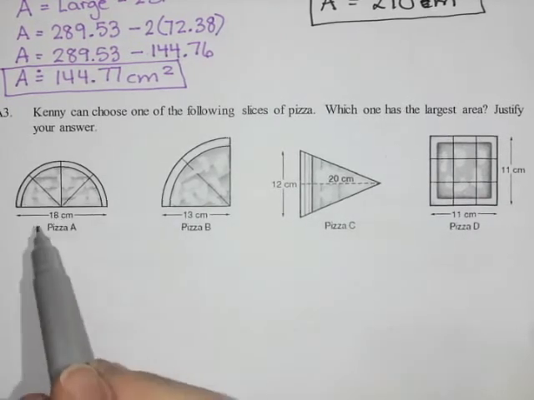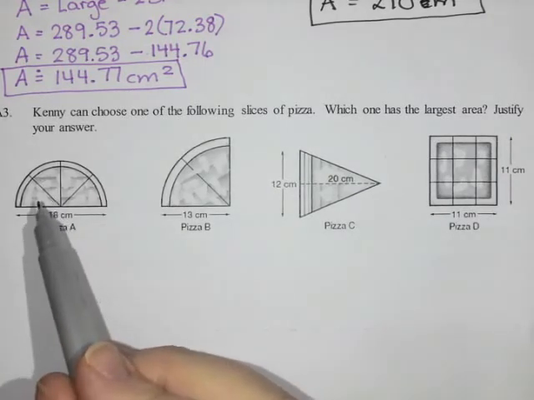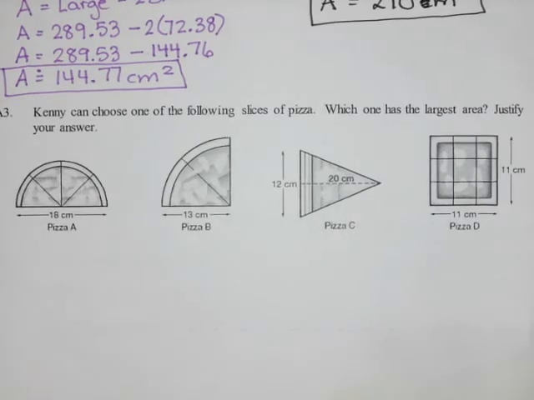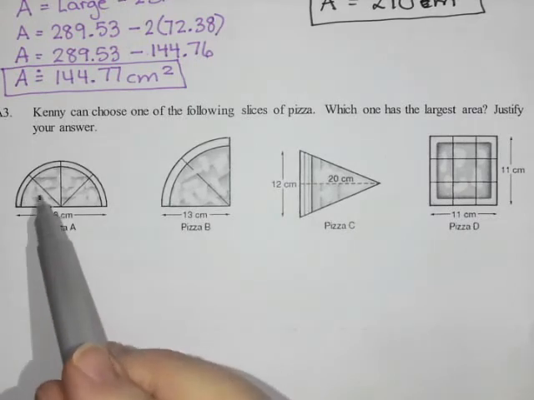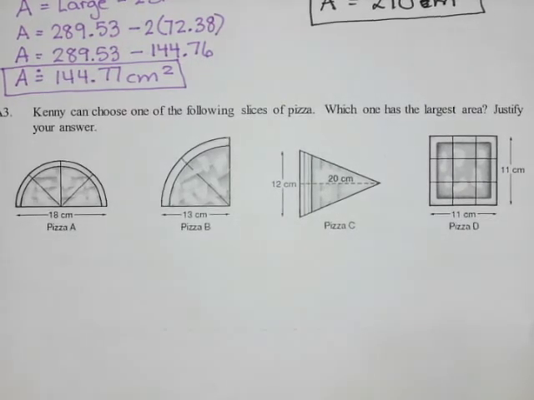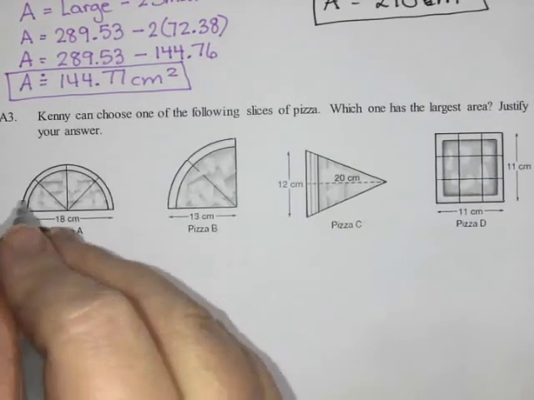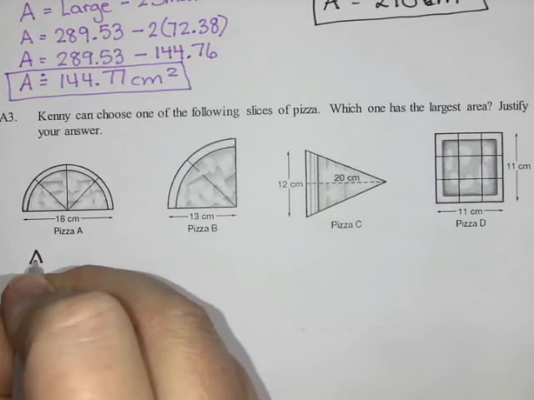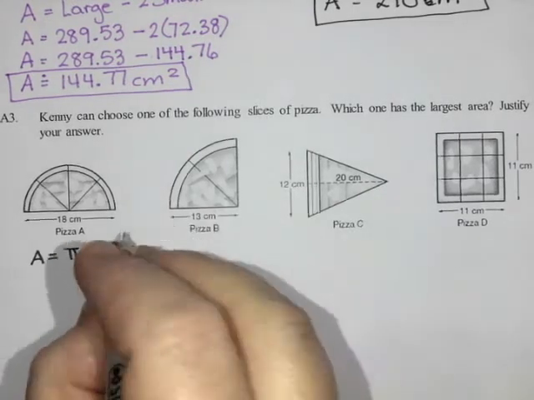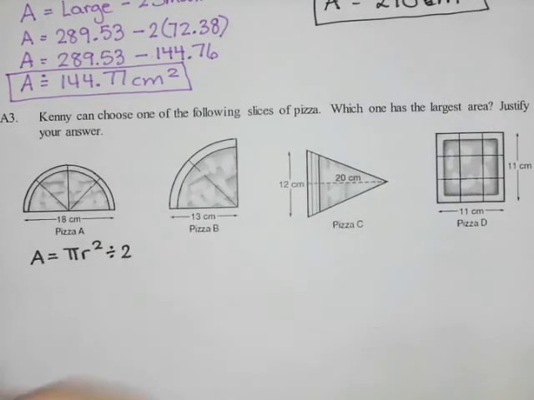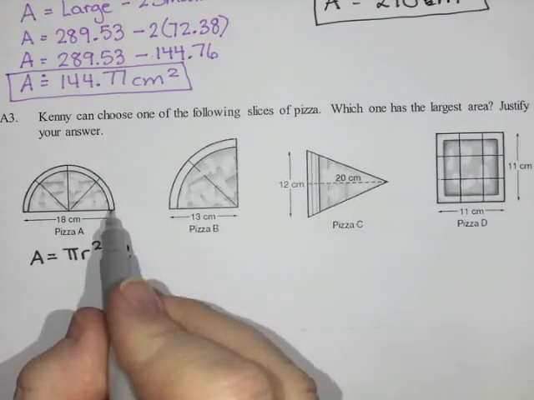So if I take a look at my first one, this is pizza A, and it is cut into 1, 2, 3, 4 slices. So I'm going to start by finding the area of just this, and then we're going to cut it into 4 slices. So this piece of pizza here is half of a circle. So area of a circle is pi r squared, and because it's only half, we are going to divide that by 2. So if I take a look, all the way across, the diameter is 18.